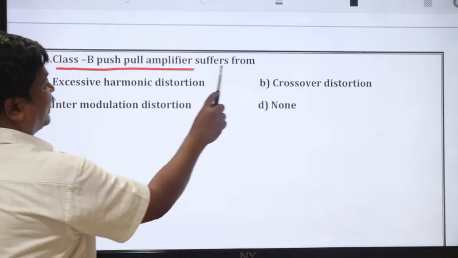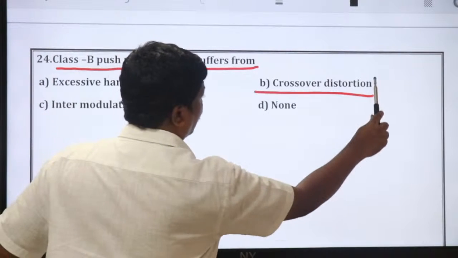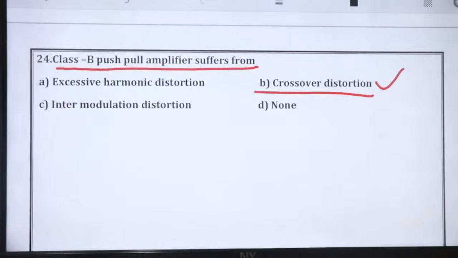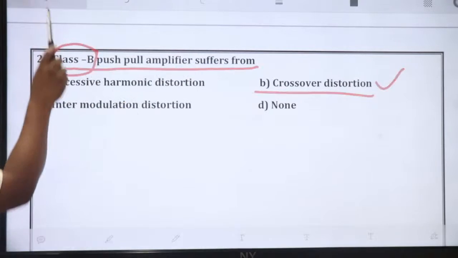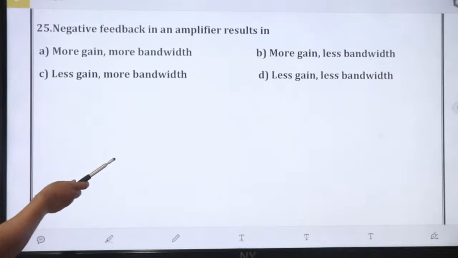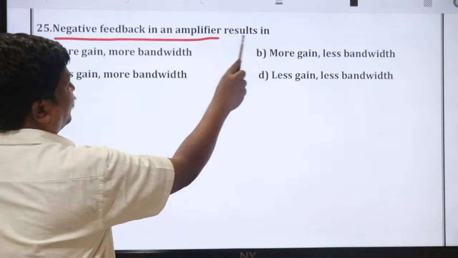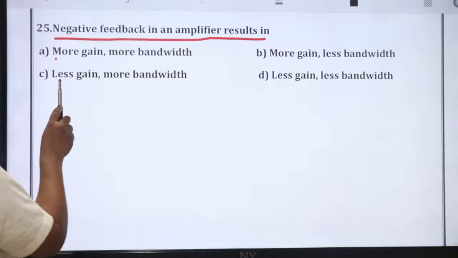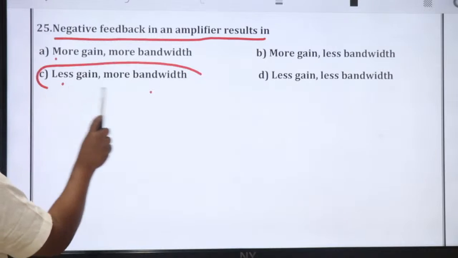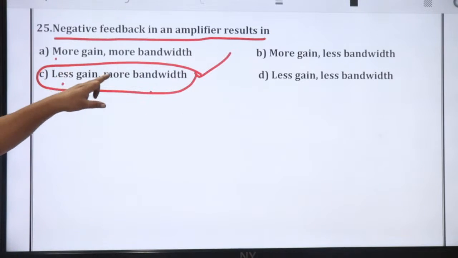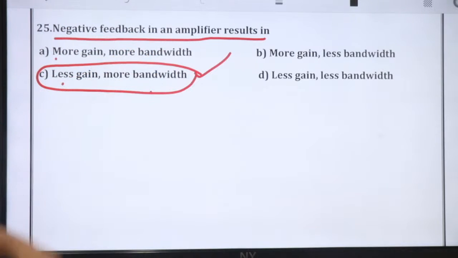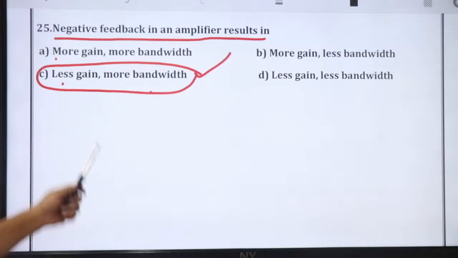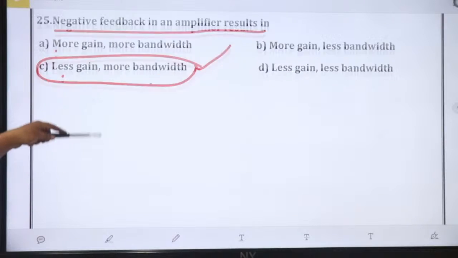Class B push-pull amplifier suffers from crossover distortion. Already we discussed. Class B problem is crossover distortion. That can be eliminated by class AB. Negative feedback amplifier results in more gain, more bandwidth? Wrong. More gain is wrong. Less gain, more bandwidth. This is the right answer. Gain decreases, but bandwidth increases. Because of negative feedback, gain will decrease. Gain decreases, bandwidth will increase. Next.